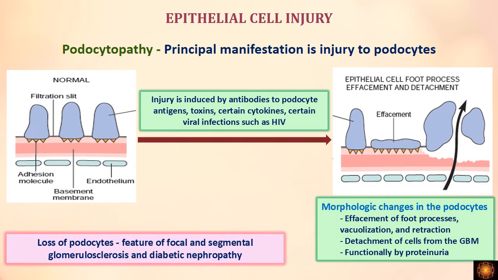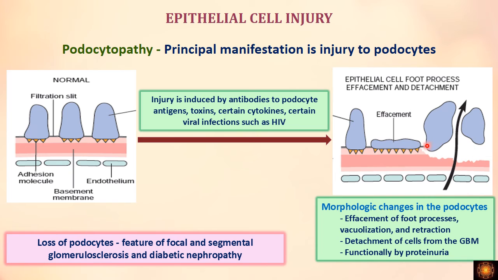Then these mediators which are released there cause damage to the podocytes, that is the visceral epithelial cells. So visceral epithelial cells have foot processes. If you remember, they have the foot processes. So whenever there is a release of antibodies to the podocyte antigens or toxins or cytokines or some viral infections, there will be damage to the visceral epithelial cells. So how they manifest is either there will be effacement of the foot processes, loss of the foot processes, or there can be vacuolization and retraction of the foot processes, or there can be complete denudation of the foot processes from the basement membrane.